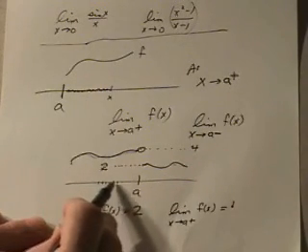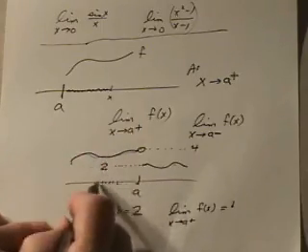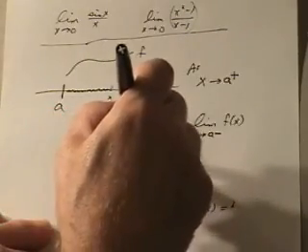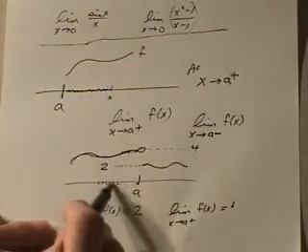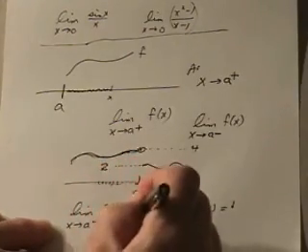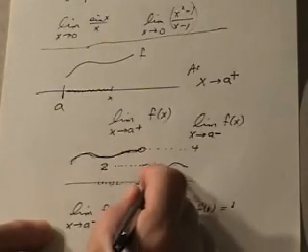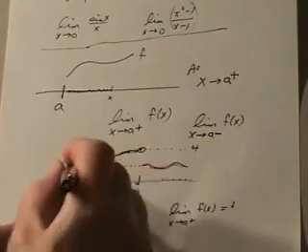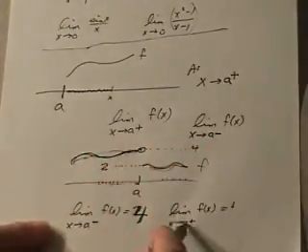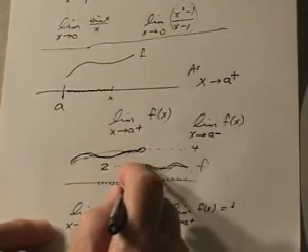As x approaches A from the left, this is the left. The y values are up here. And so as x approaches A from the left, the y values are getting close to 4. And as x approaches A from the right, the y values are down here for this function. As x approaches A from the right, the y values are all down here, and they're getting close to 2.